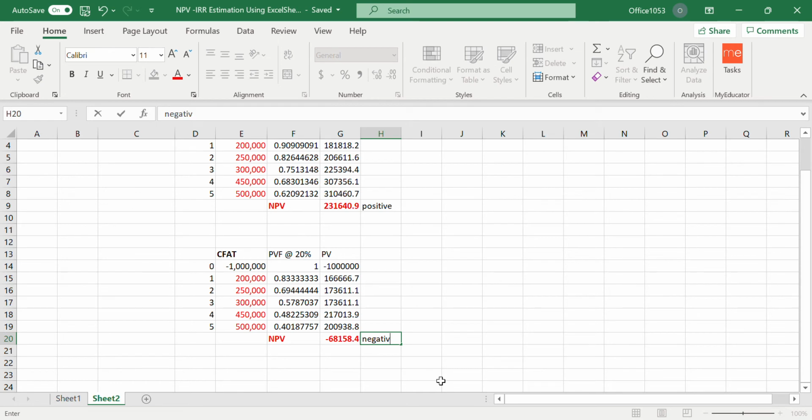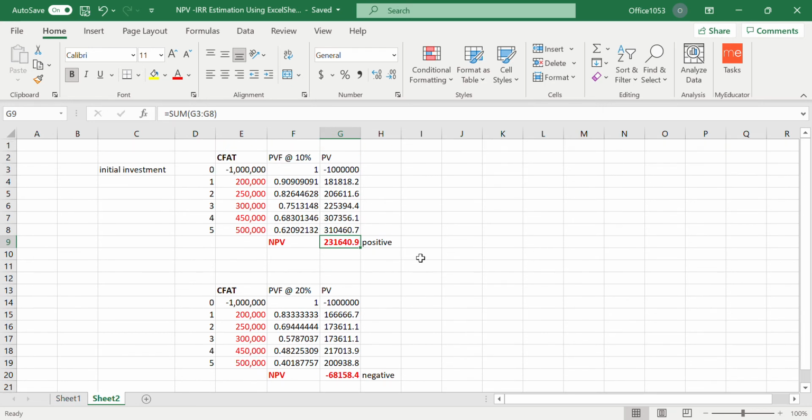That means if the discount rate is 20%, the project cannot be accepted as the NPV is negative. Here it is positive, and here it is negative. So here negative, so we cannot accept. Positive, we should recommend accepting the project as it would increase the market value of the firm by 231,641. So where does this leave us with regard to internal rate of return?